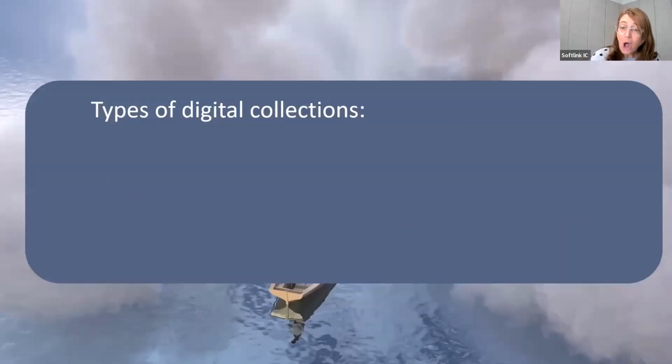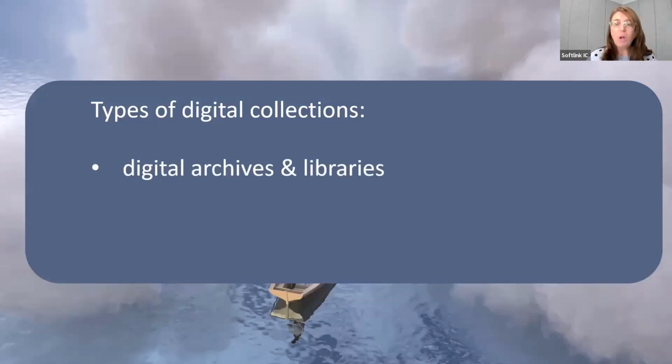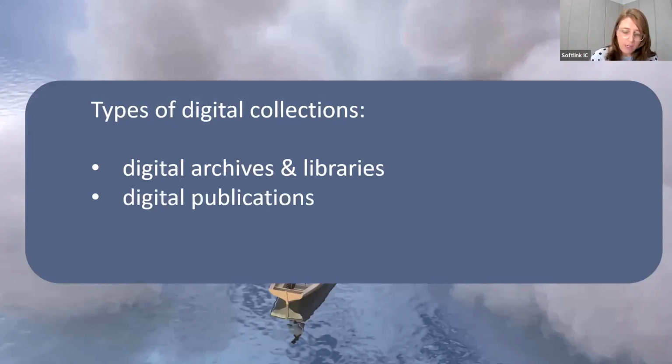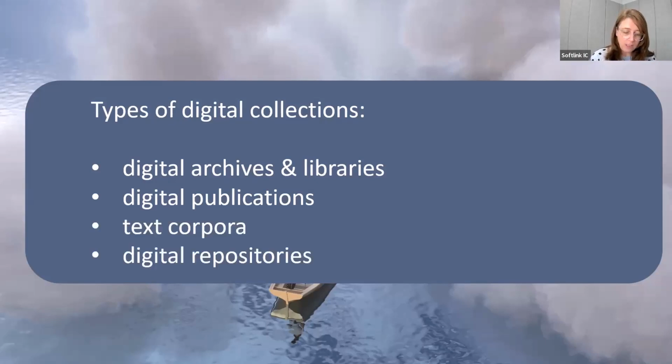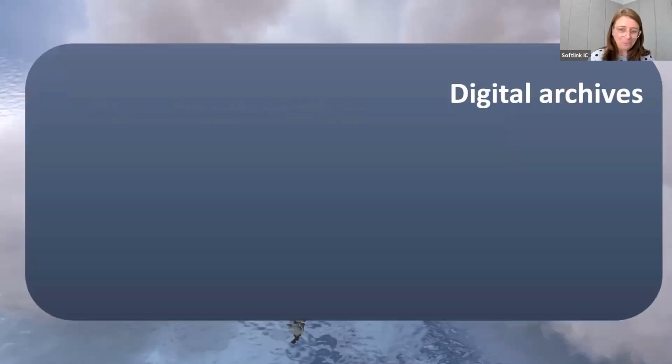So let's look at some of the types of digital collections. Generally, I found about 4 you could broadly categorise them. They include digital archives and libraries, digital publications, text corpus or text corpora, and digital repositories. You'll see as we go along, I've included some great examples which show these types of digital collections. And they're not Liberty, but we'll come back to that later, I promise.